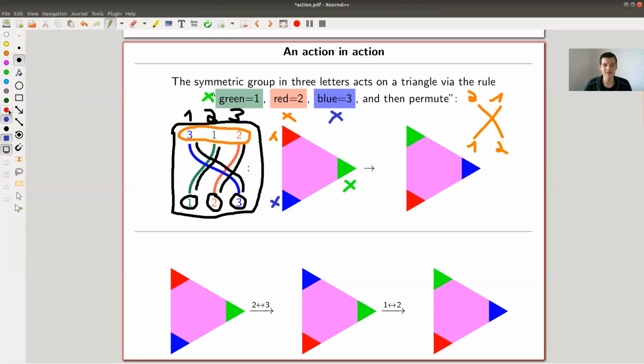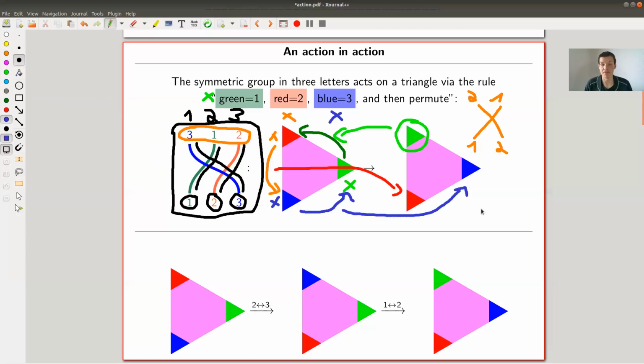And what's happening here? Well, let's see. 1 goes to position 2. So 1 actually wants to swap with red. And yes, indeed it does. So green goes here, right? It swaps with red. The red one goes to position 3, so it actually wants to swap with blue, and that's exactly what's happening on the other side, right? So the green one lands here, according to this action. The red one ends down here, and the blue one, of course, then goes to the last spot. And that's how I think of acting on this triangle.